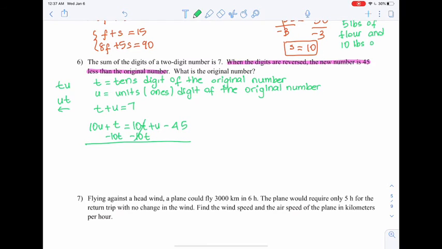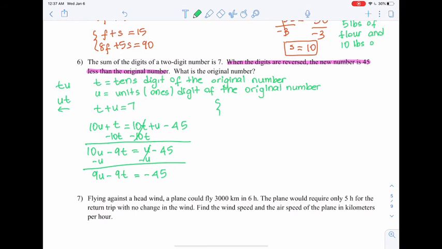From here, these are canceled. 10U minus 9T is equal to U minus 45. Then let's subtract U from both sides. And from here, 9U minus 9T is equal to negative 45.